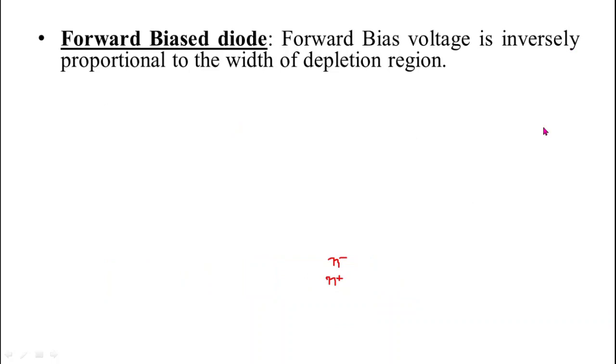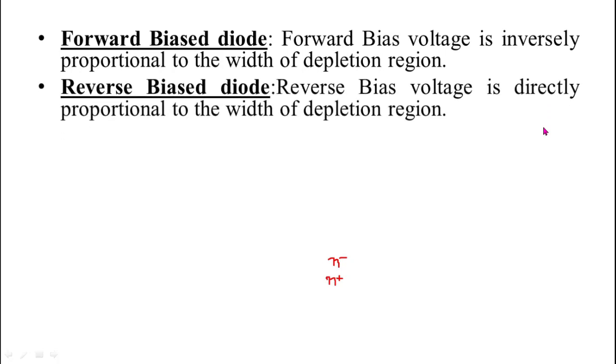As you all know, a forward bias diode means that a positive potential is applied to the anode and a negative potential is applied to the cathode. When a negative potential is applied to the anode and a positive potential is applied to the cathode, the diode is reverse biased. An important point you must remember is that forward bias is inversely proportional to the width of the depletion region. It means when forward bias increases, the width of the depletion region decreases. Also, reverse bias is directly proportional to the width of the depletion region. It means when reverse bias increases, the width of the depletion region increases.